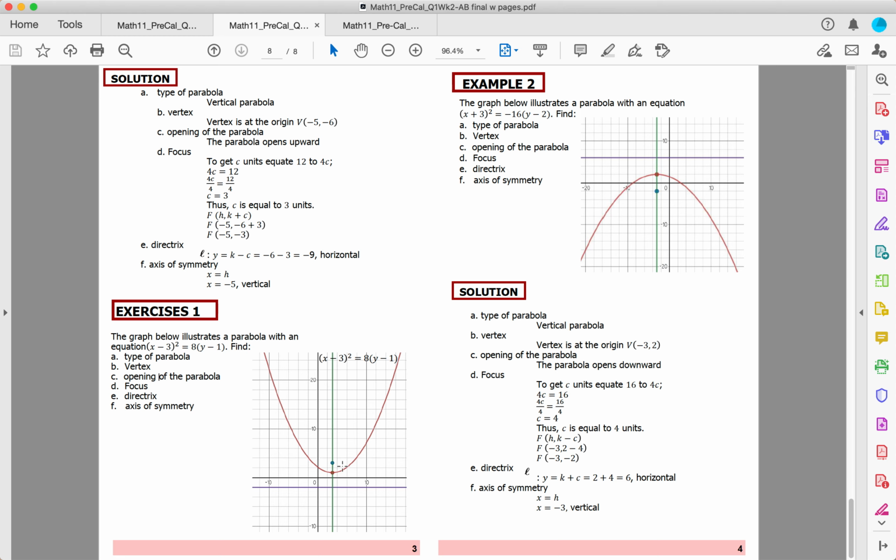Okay, directrix, the same thing. You have to count 2 units, but this time it's below. So you count 2 units below.